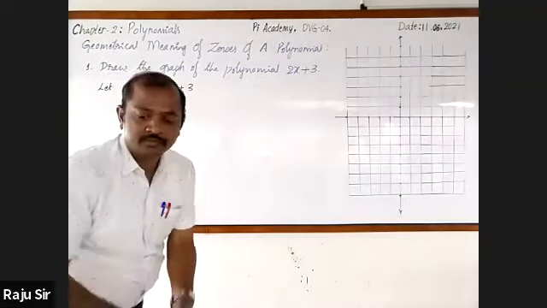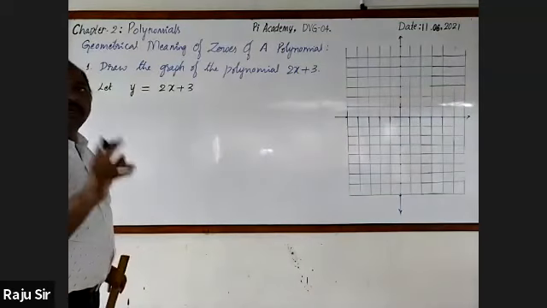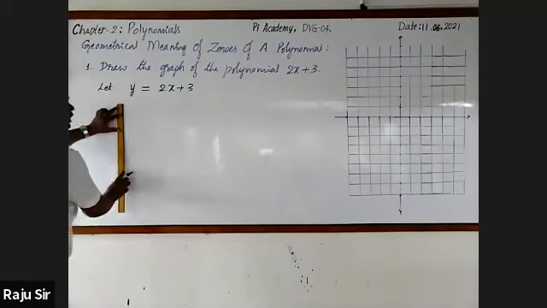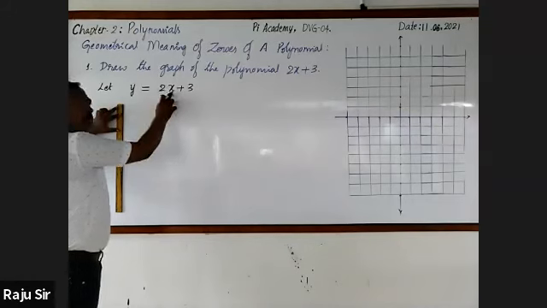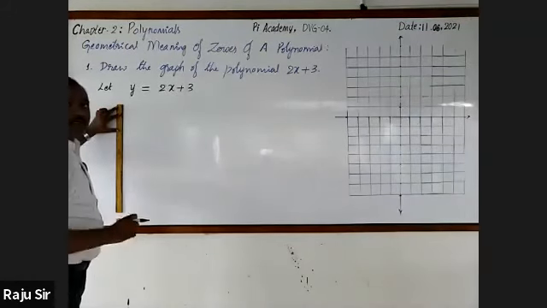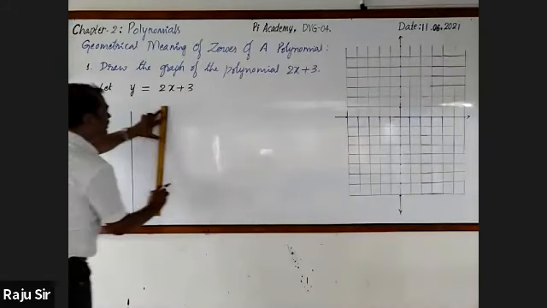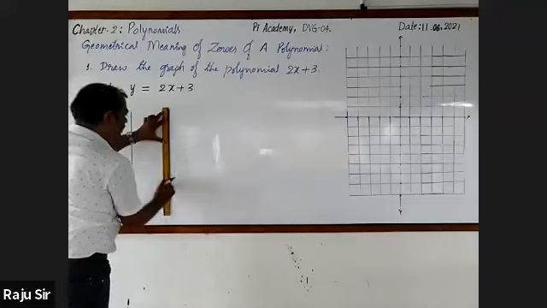Now, you have to find out the coordinate points. To find out the coordinate points, you have to assume the values for x. Then you will get the value of y. Please go for drawing the calculation table. This table is very simple. Please go on drawing with me.